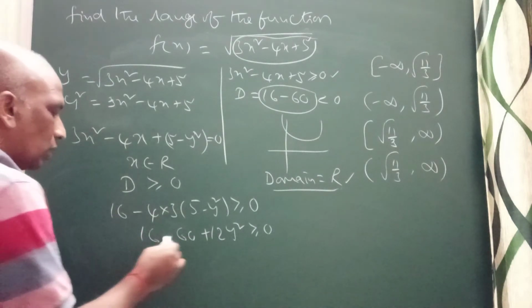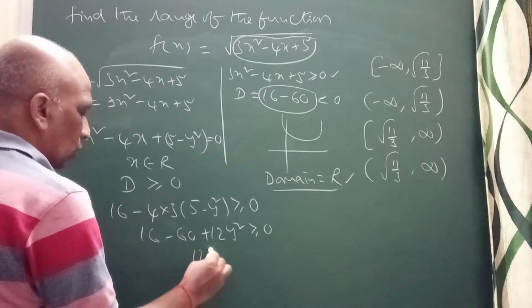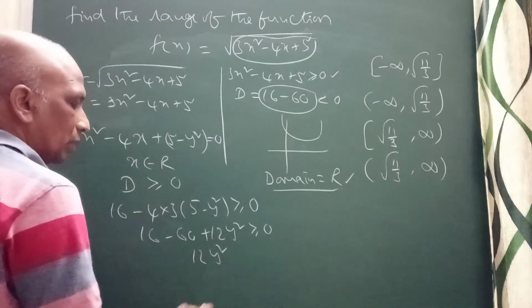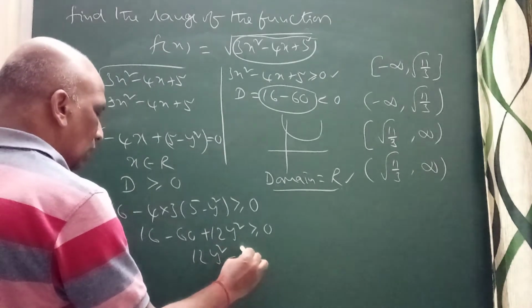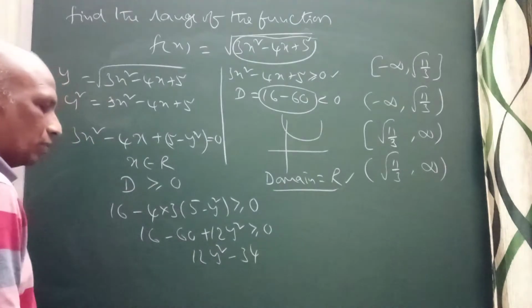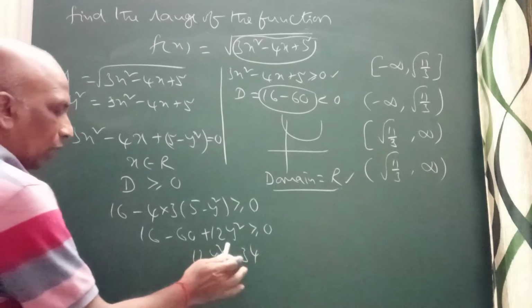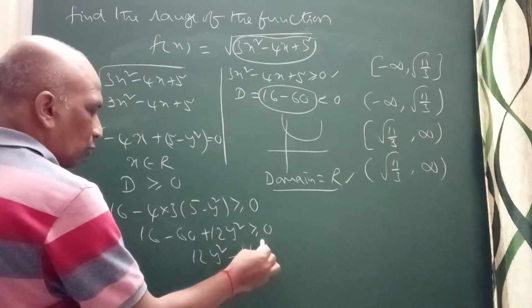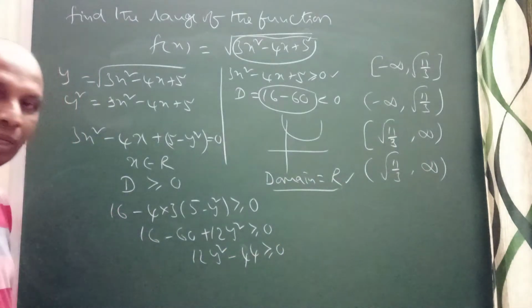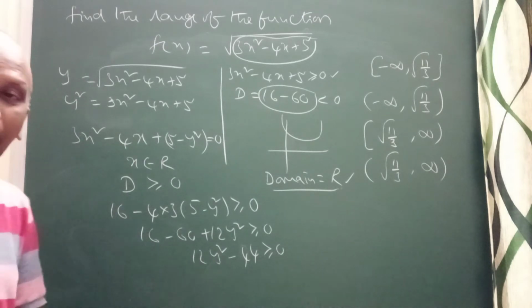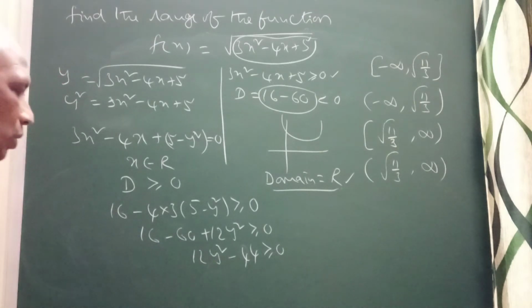So you will get 16 minus 60, which is minus 44. So you will get 12 y square minus 44 greater than or equal to 0, right?